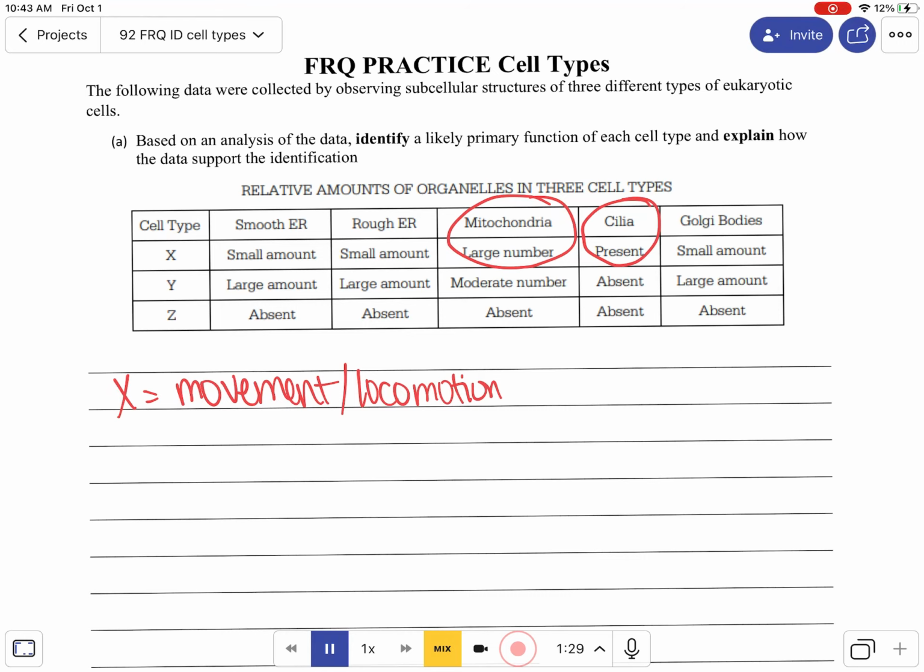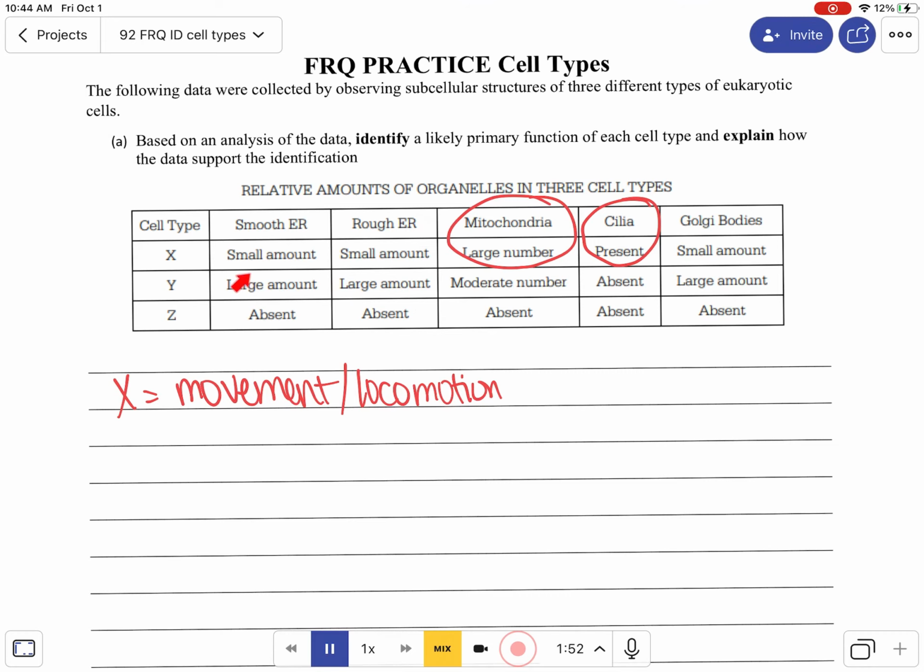Next, we're going to look at cell type Y. You'll notice that it's got a large amount of smooth ER, a large amount of rough ER, a moderate amount of mitochondria, no cilia, and a large amount of Golgi bodies. So keep in mind that Golgi bodies work hand in hand with the rough ER with the secretion of proteins.